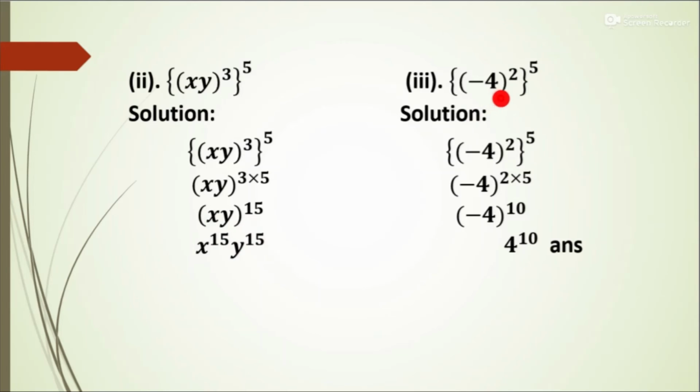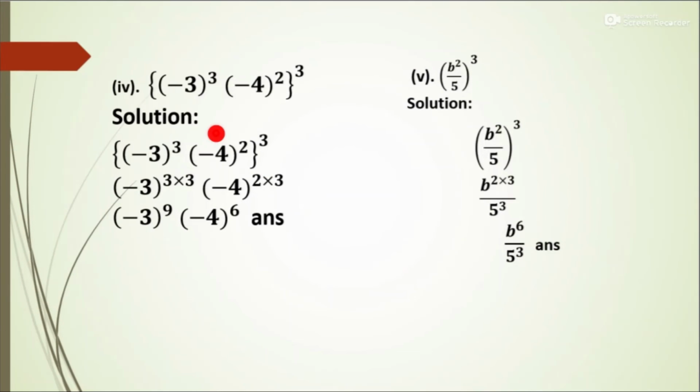Now in this question we apply the law of exponent. 2 multiplied by 5 is 10, and the power of 4 is 10, so the minus 4 changes to plus because 10 is an even number. So when the power is an even number, it changes into a plus sign.